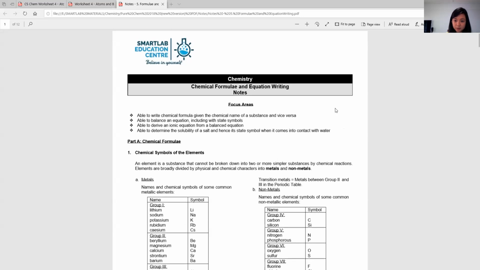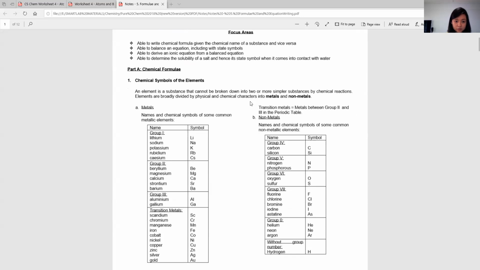For this chemical formula, the first part is that we need to know the chemical symbols of elements. This is found in the periodic table. Like what we mentioned, the periodic table is split between metals and non-metals. The left side of the zigzag line will be all metals. The right side of the zigzag line will be non-metals, but including hydrogen also, because hydrogen looks like it's on the left, but it's actually under non-metals.